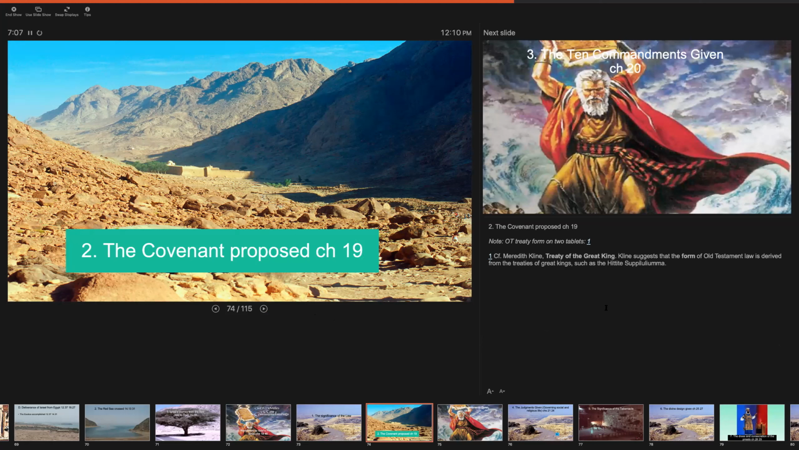And the Lord called to Moses on the mountain in verse 3, saying, "Thus shall you say to the house of Jacob and tell the people of Israel, you yourselves have seen what I did to the Egyptians, how I bore you on eagle's wings and brought you to myself. Now therefore, if you will indeed obey my voice and keep my covenant, you shall be my treasured possession among all peoples, for all the earth is mine. You shall be for me a kingdom of priests and a holy nation." These are the words you shall speak to the people of the nation of Israel.